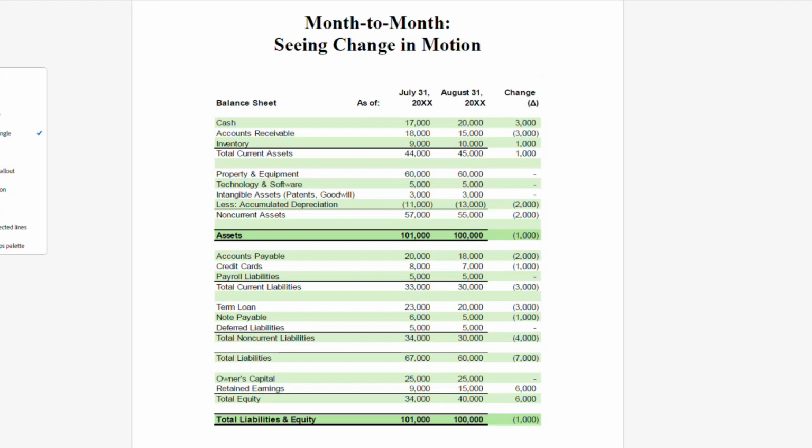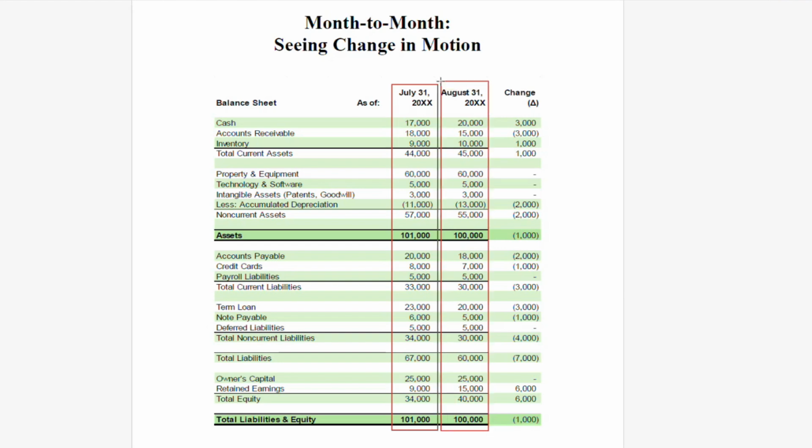Okay, so where we were talking about. The reason that all these dates are important is that way you know what point in time these numbers are pertaining to. Basically all of these numbers here relate to July 31st. All of these numbers here relate to August 31st. And again, remember, snapshots in time. These are pictures, not videos.